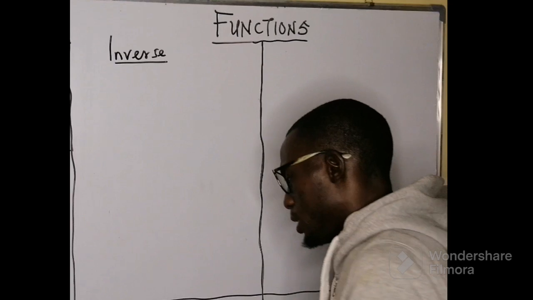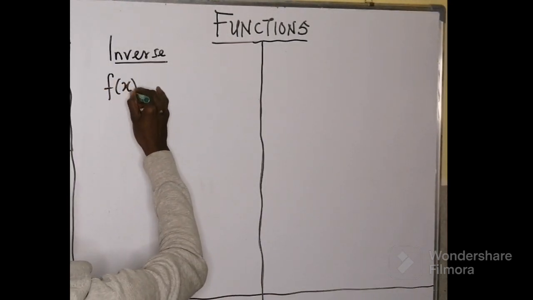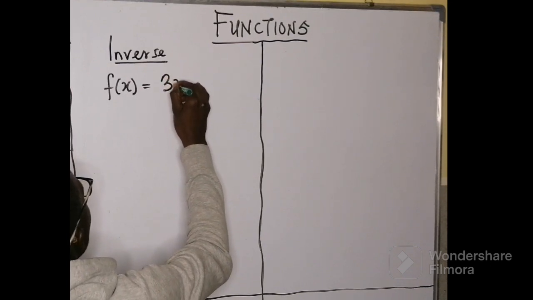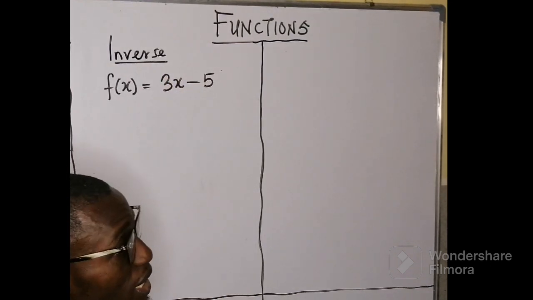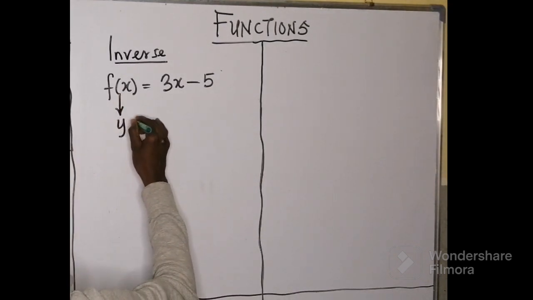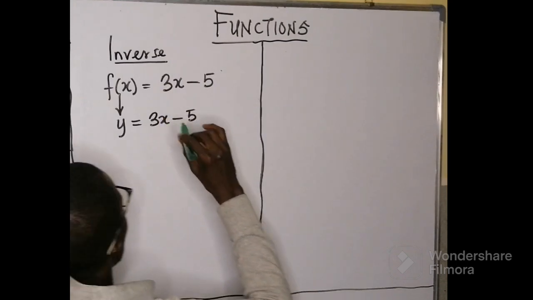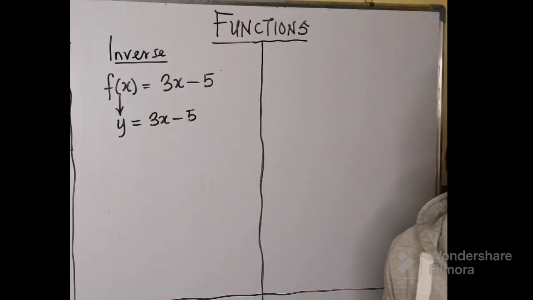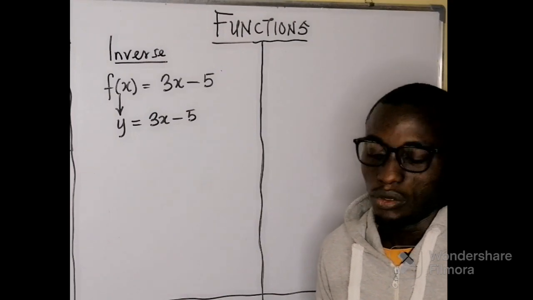Now let's look at this. If we have f of x equals 3x minus 5, to get the inverse of this function, you make this f of x to be y equals 3x minus 5. I'm giving you the easiest possible method to solving this problem.